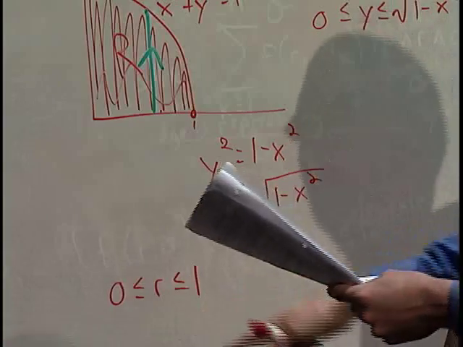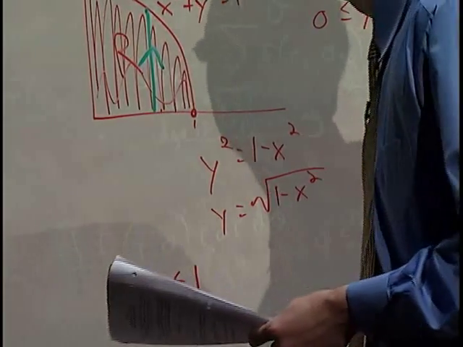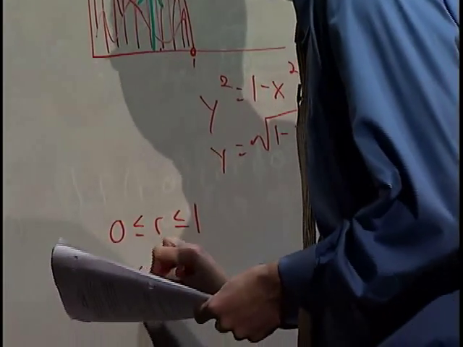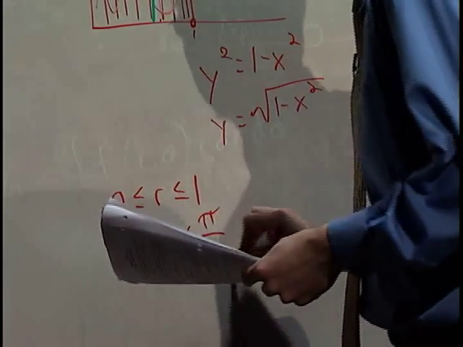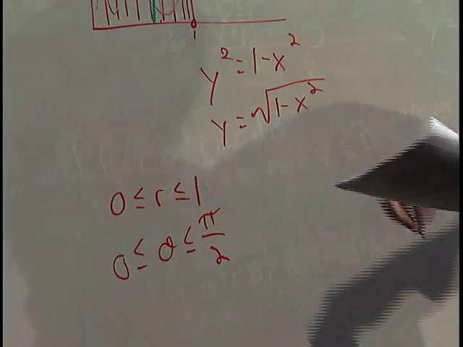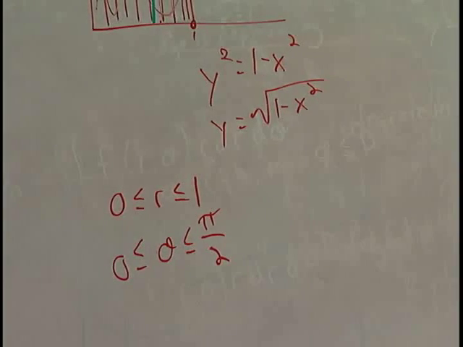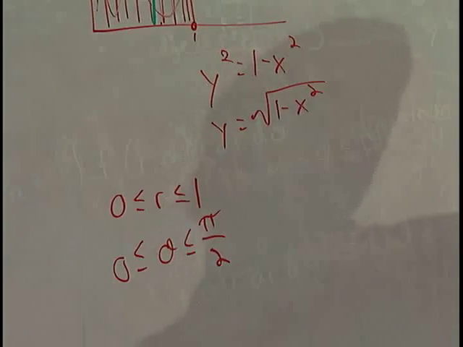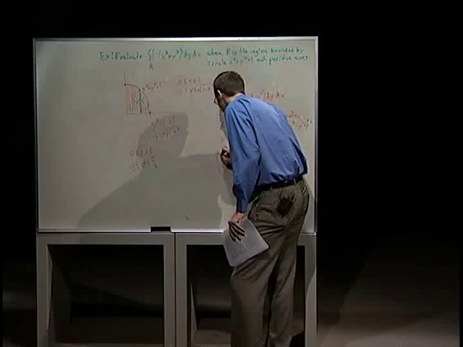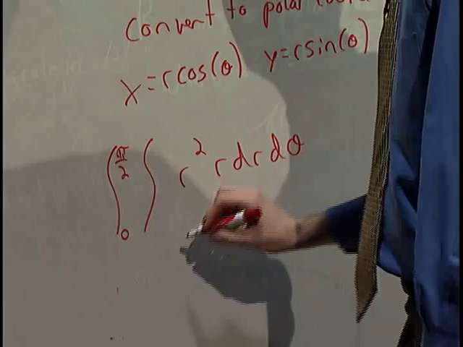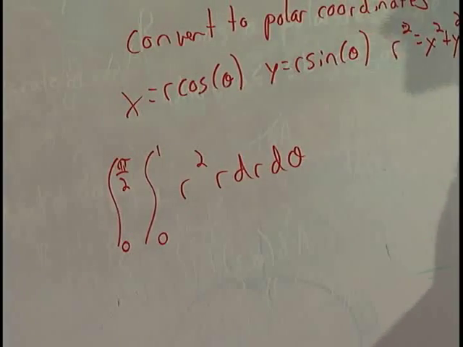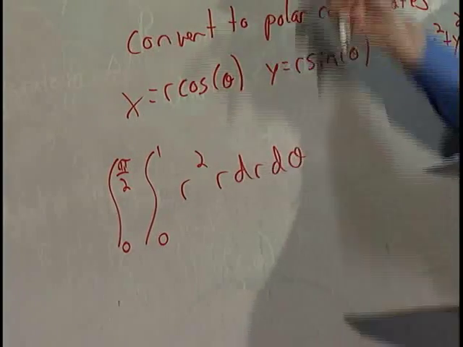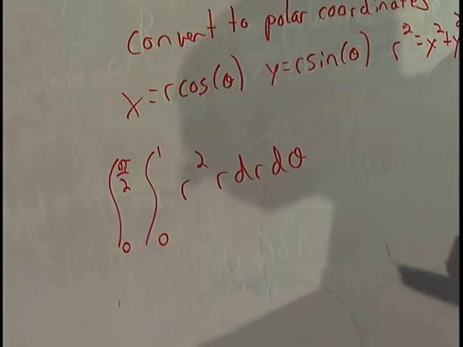So those are your r limits of integration. And for your theta limits of integration, you're talking about theta being bounded between the x-axis and the y-axis. That's 0 to pi over 2, right? So the theta limits go out here in the outer integral, and the r limits go in here in the inner integral. And now that's the same integral in polar coordinates, okay?